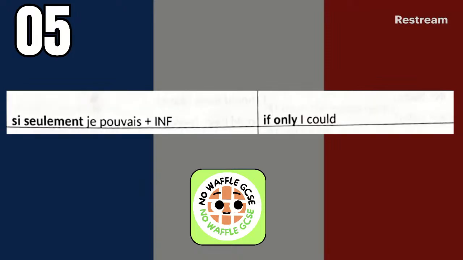Si seulement je pouvais. Je pouvais is the conditional part of things. The really good point about using the conditional tense is that not only are you getting a tick for using another tense, but you also get an infinitive structure because it's always conditional plus infinitive. If I could eat, it would be je pouvais manger. Si seulement just adds that extra level of a si clause, which you may have learnt, and it just means if only.